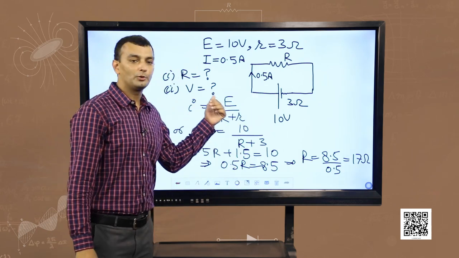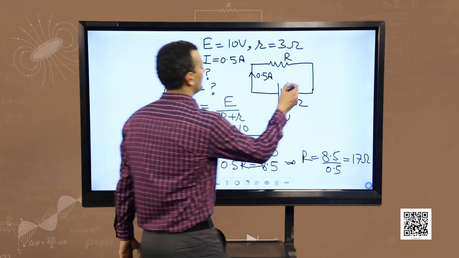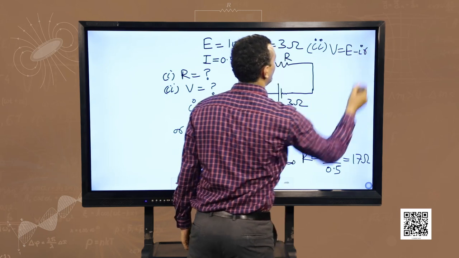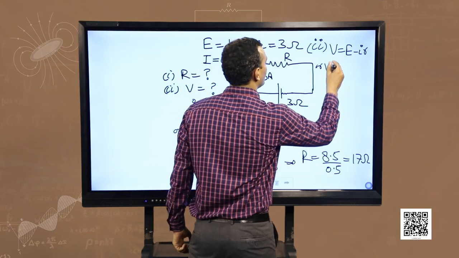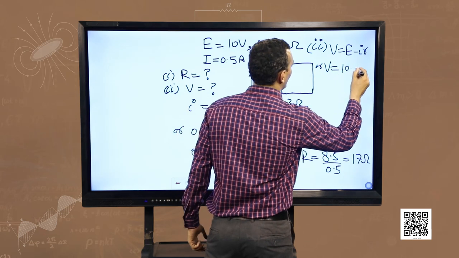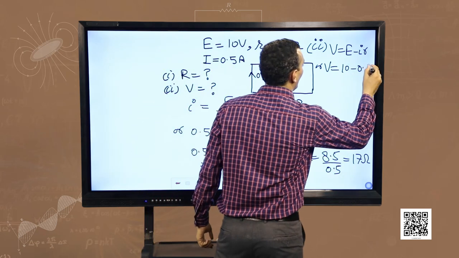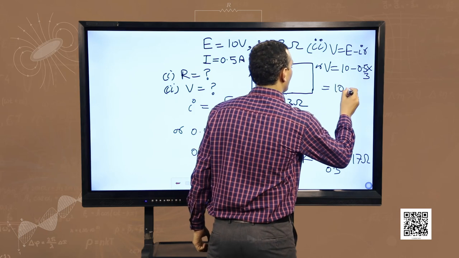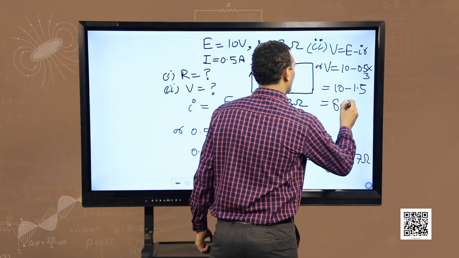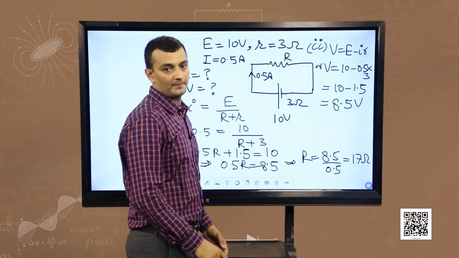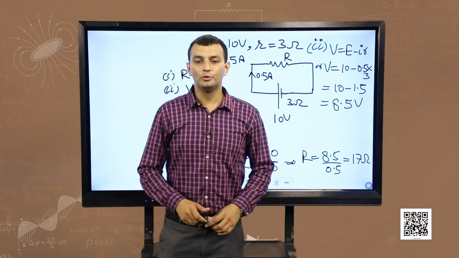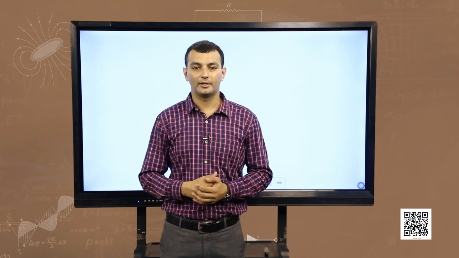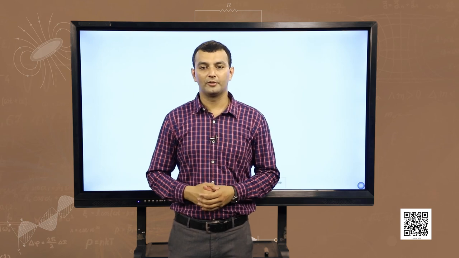The second part, we have to calculate the terminal potential difference, and as we know, the relationship is V equals E minus Ir. So, we have to calculate V. E is 10, I is given 0.5, and r is given to be 3 ohm. So, we have 10 minus 1.5 equal to 8.5 volt. On solving, we get R equal to 17 ohm and terminal potential difference equal to 8.5 volt.